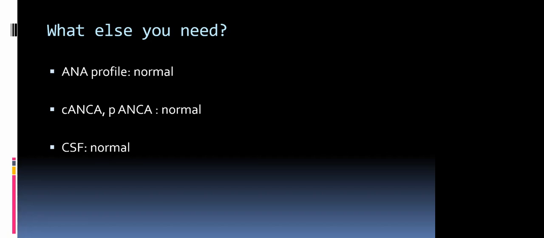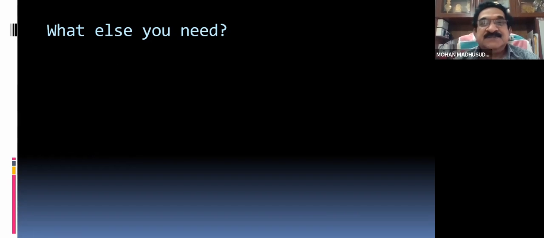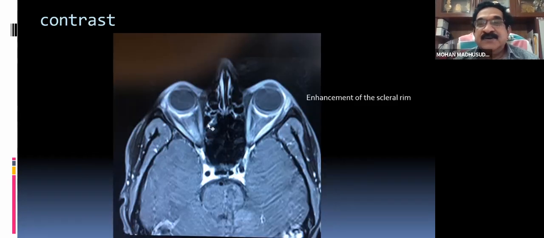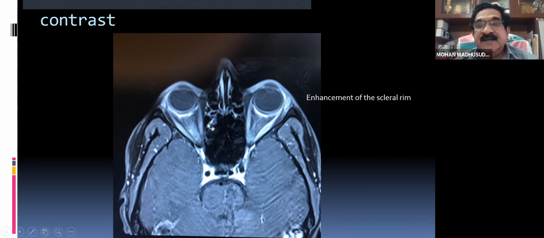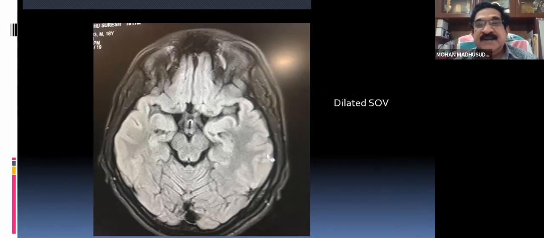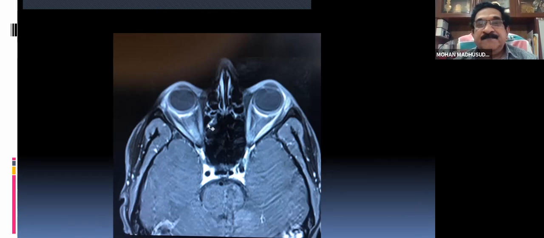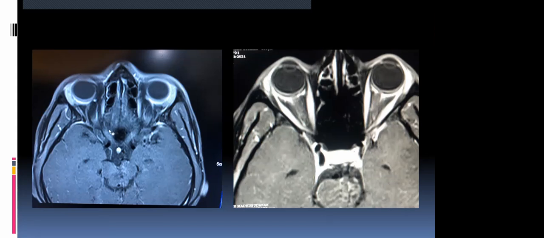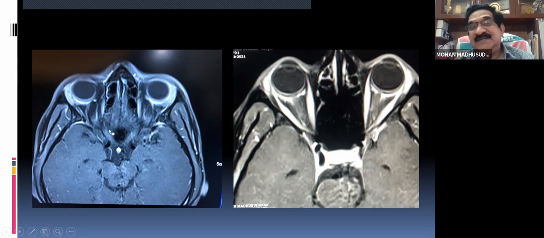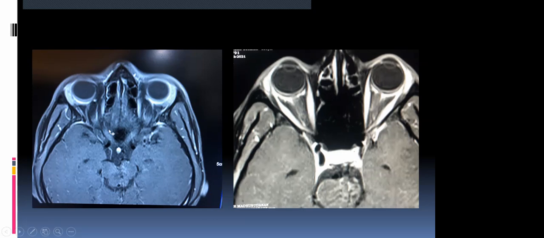Thank you so much. Then the contrast MRI doesn't show any pattern? Yes, I showed the contrast. This is the contrast showing the enhancement of the scleral rim. This enhancement is seen bilaterally. There's one more cut which I showed initially that also shows clear-cut enhancement. That is only in the orbit. Apart from that, posteriorly, there is no pachymeningitis. Nothing, only in the orbit. It's confined to the orbit.